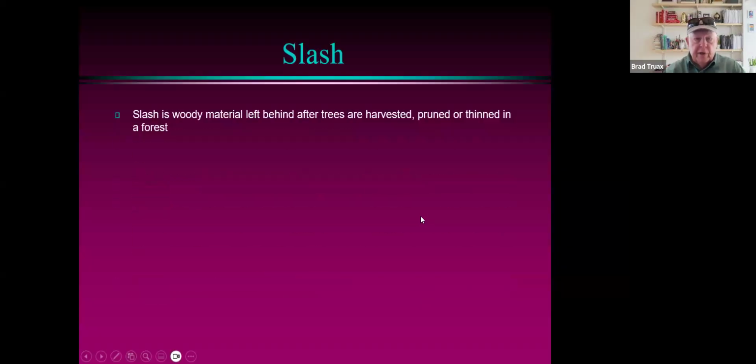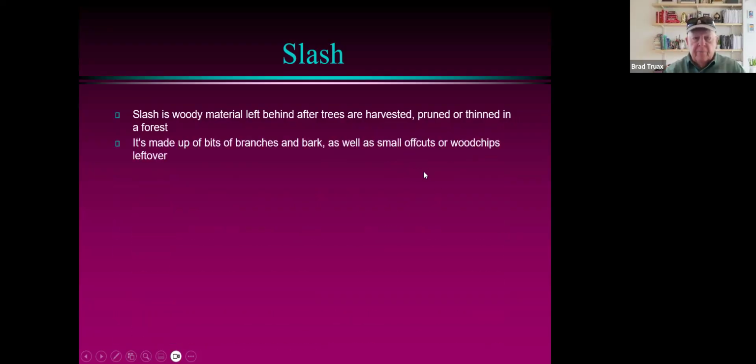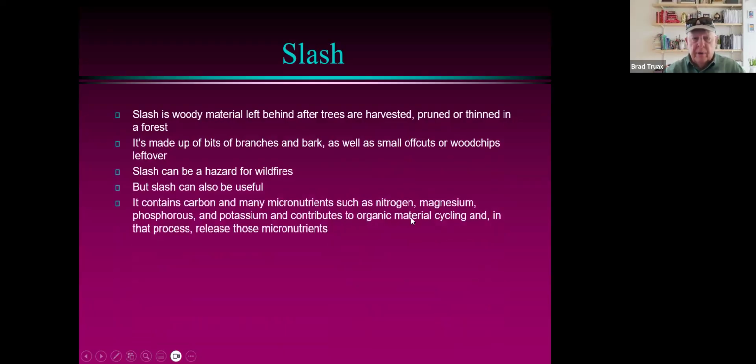Slash basically is woody material that's left behind after trees are harvested or pruned or thinned in a forest. And it's made up of bits of branches and bark, as well as small offcuts and wood chips that are left over. And slash can be a hazard for wildfires, but slash can also be useful. It contains carbon and many micronutrients like nitrogen, magnesium, phosphorus, and potassium. And these contribute to the organic material that's cycling, and they release these macronutrients into the soil.